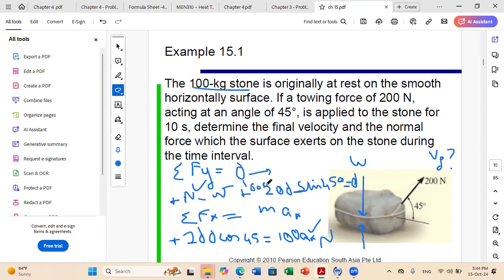Okay, so once I solve for ax, I say this is a constant acceleration because my forces are constant. So whenever I have constant acceleration, to solve for V, I can use that V final is ax t plus V0, and I am done. Okay.